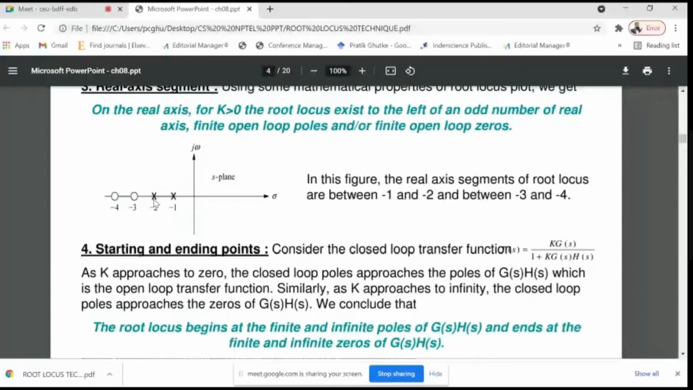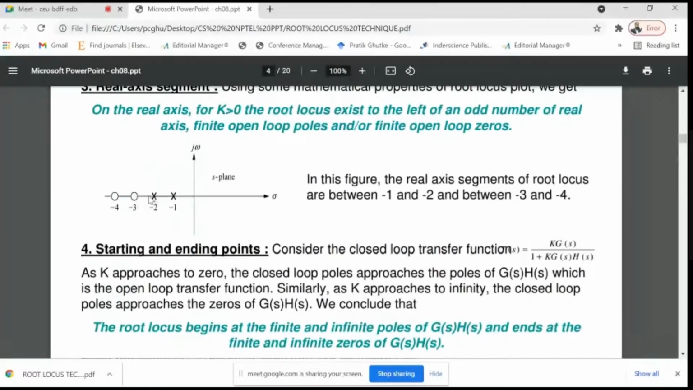So coming to the -3 pole, I would check whether there is an odd number of poles on the right hand side. See, there are two poles, which means it is an even number. One pole and then two poles. There are two poles on the right hand side of -3. So there would not be any root locus between -3 and -2.